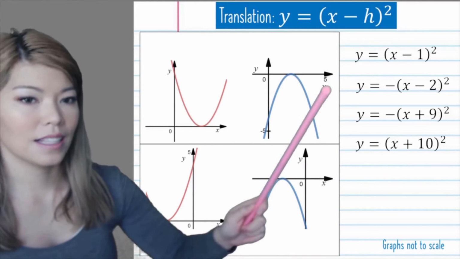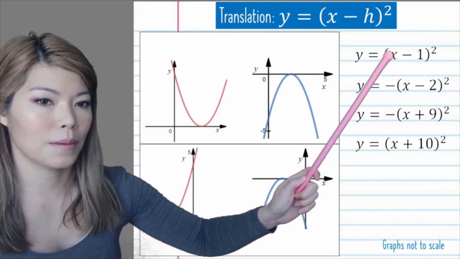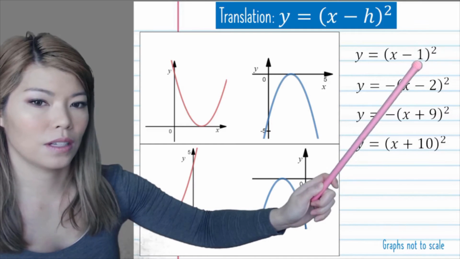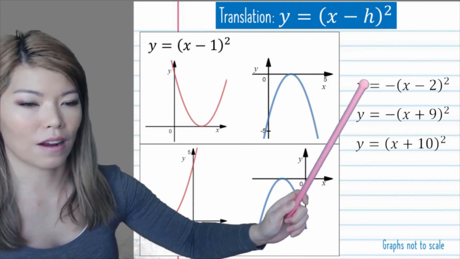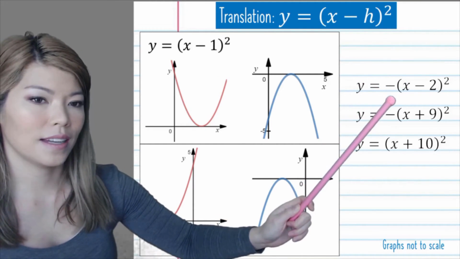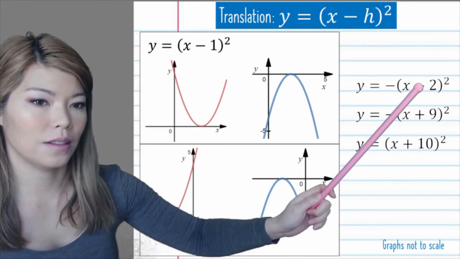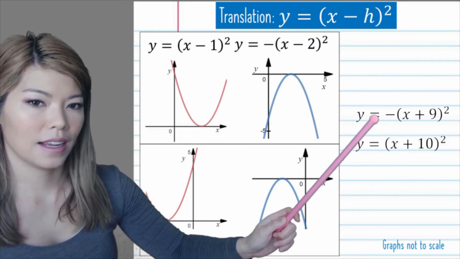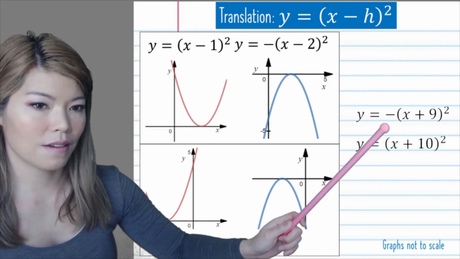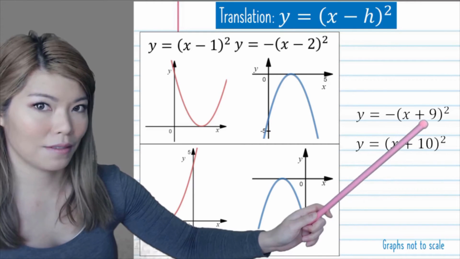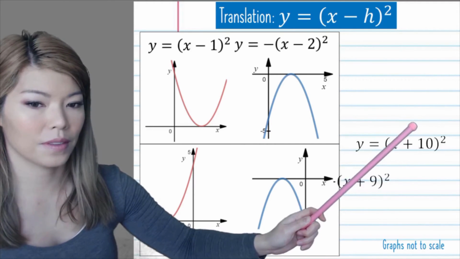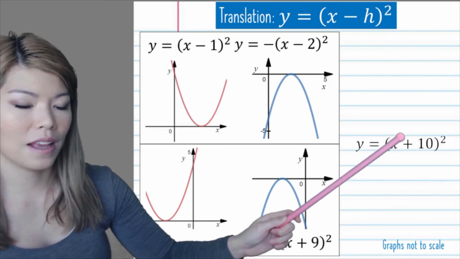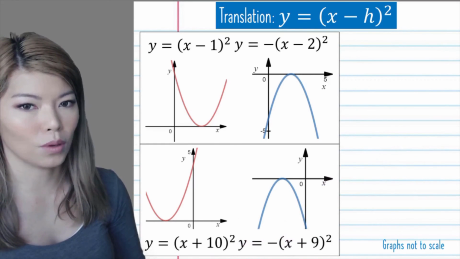Let's have a look at the first equation. This is a positive graph and the h is positive, so it's moving to the right. So that graph belongs there. This one is a negative graph and the h is positive, so it's that graph there. This one is a negative graph and h is negative. Remember, negative becomes a positive. So that belongs to that graph there. And here we have a positive graph and h is negative, so moving to the left.